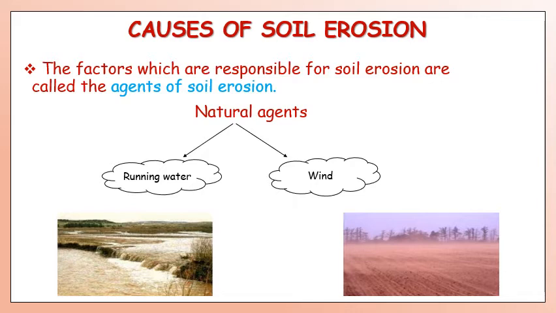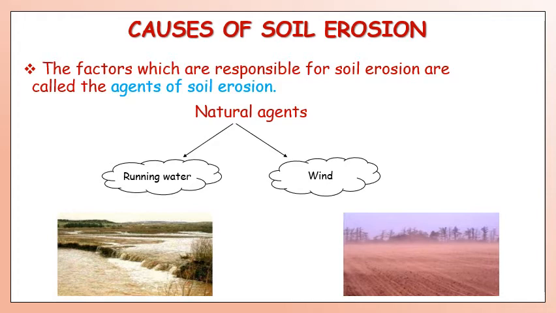Similarly, in hilly areas, water flows with a greater force due to slopes. So, soil erosion becomes more severe in hilly areas. Same as when a river overflows, it floods the adjoining areas and washes away the fertile topsoil.